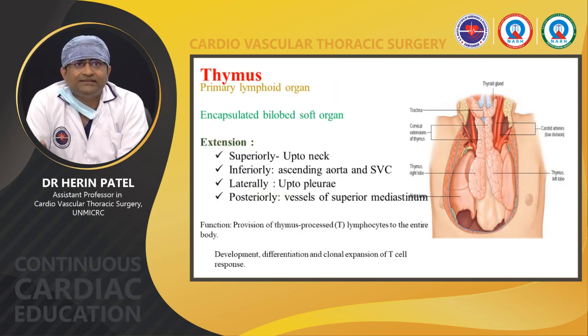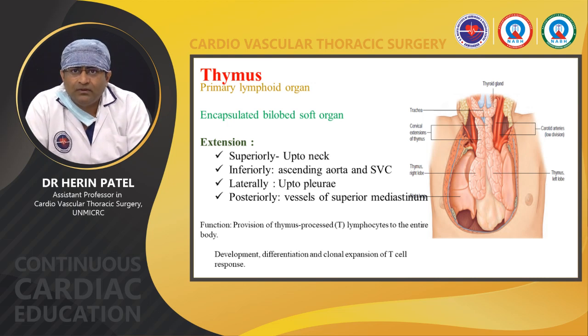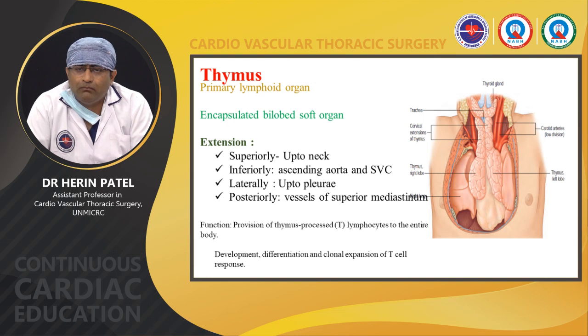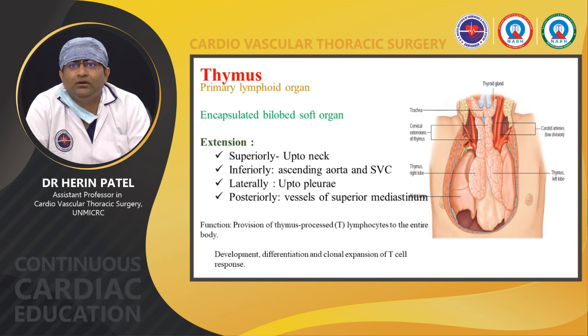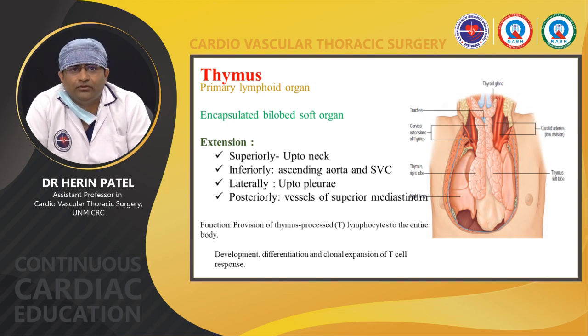Thymus. The thymus is a primary lymphoid organ. It is an encapsulated bilobed soft organ located in the superior and anterior mediastinum, overlying the aorta and the anterior surface of the heart. It may extend superiorly up to the neck and sometimes into the inferior lobe of the thyroid gland, suggestive of the common embryological origin from the third pharyngeal pouch.